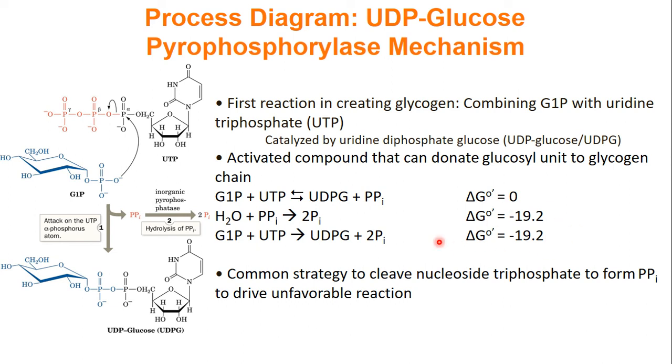And again, this is a common metabolic strategy. When you want to use a nucleoside triphosphate, chop two of the phosphates off at once, and those two are still connected into what's called pyrophosphate. Then that pyrophosphate can be chopped again into two inorganic phosphates. You get a lot of free energy by doing this, and you can drive any unfavorable reaction.